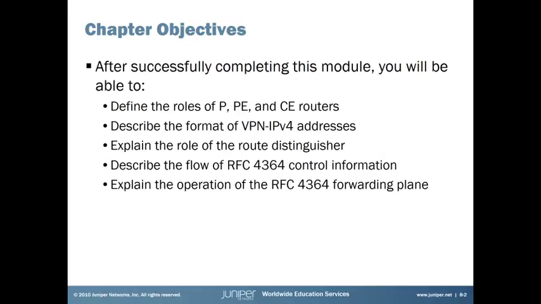We're going to get into an addressing format, which is the VPN IPv4 addresses, so we'll look at how they are set up. We're going to discover this thing called a route distinguisher and find out what it does. We are going to look at the flow of control information. By that, we mean routing information. How is the routing information propagated between our routers? And then we'll take a look at how the data is forwarded across the network using our label switched paths.